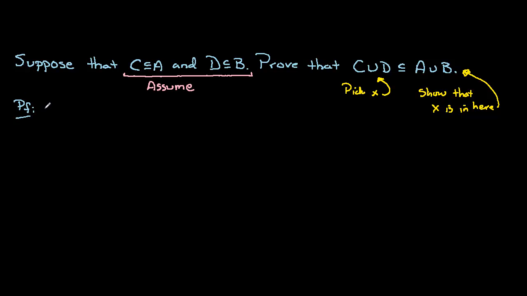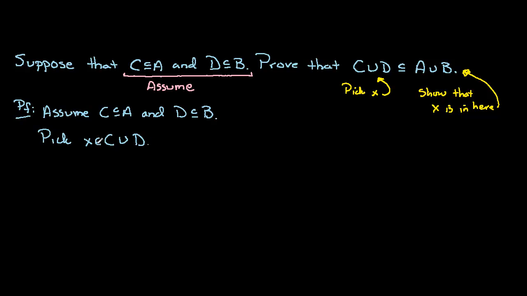We'll start off saying assume C is a subset of A and D is a subset of B. Now, our general strategy, as I said, will be to pick an element from our smaller set. So we'll pick an X that's an element of C union D.